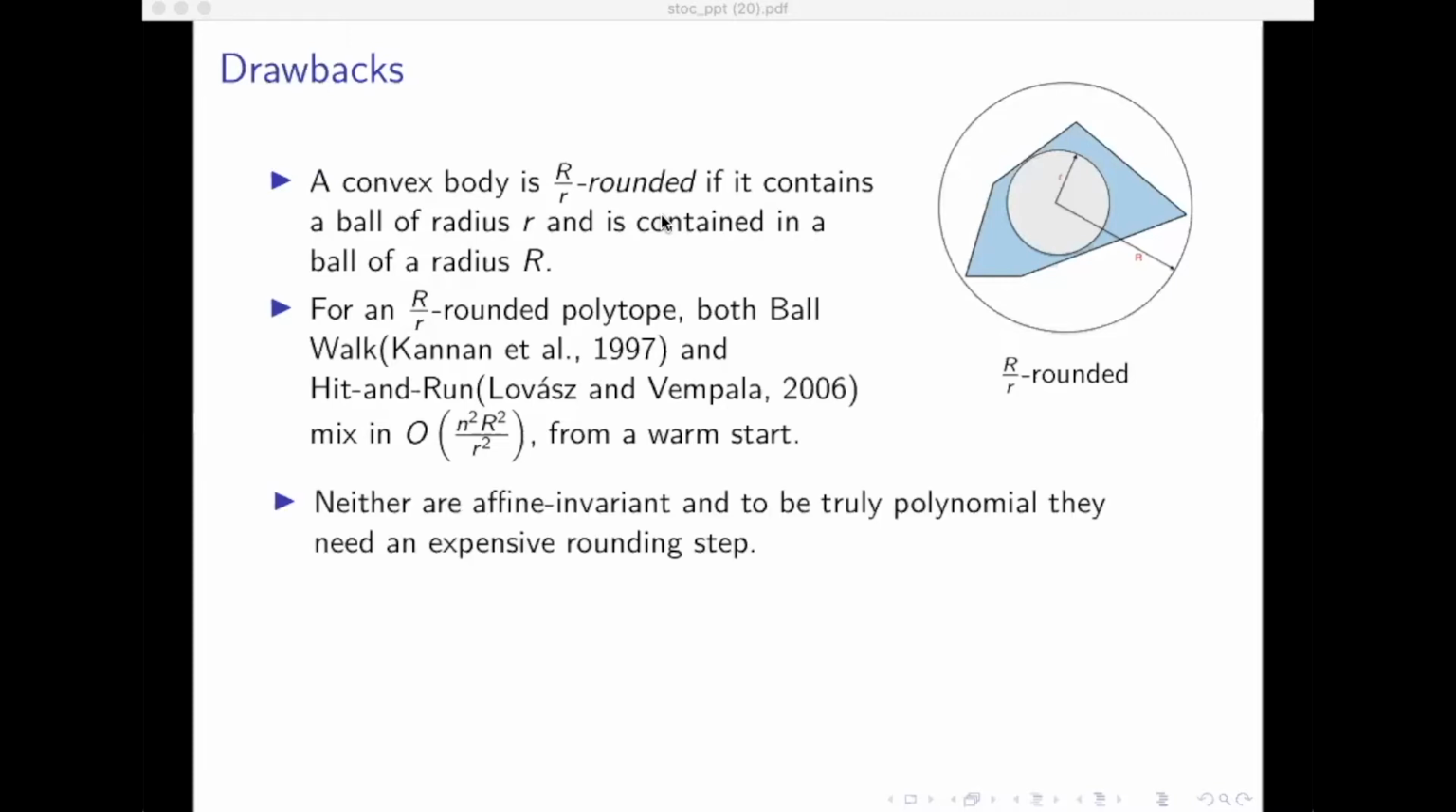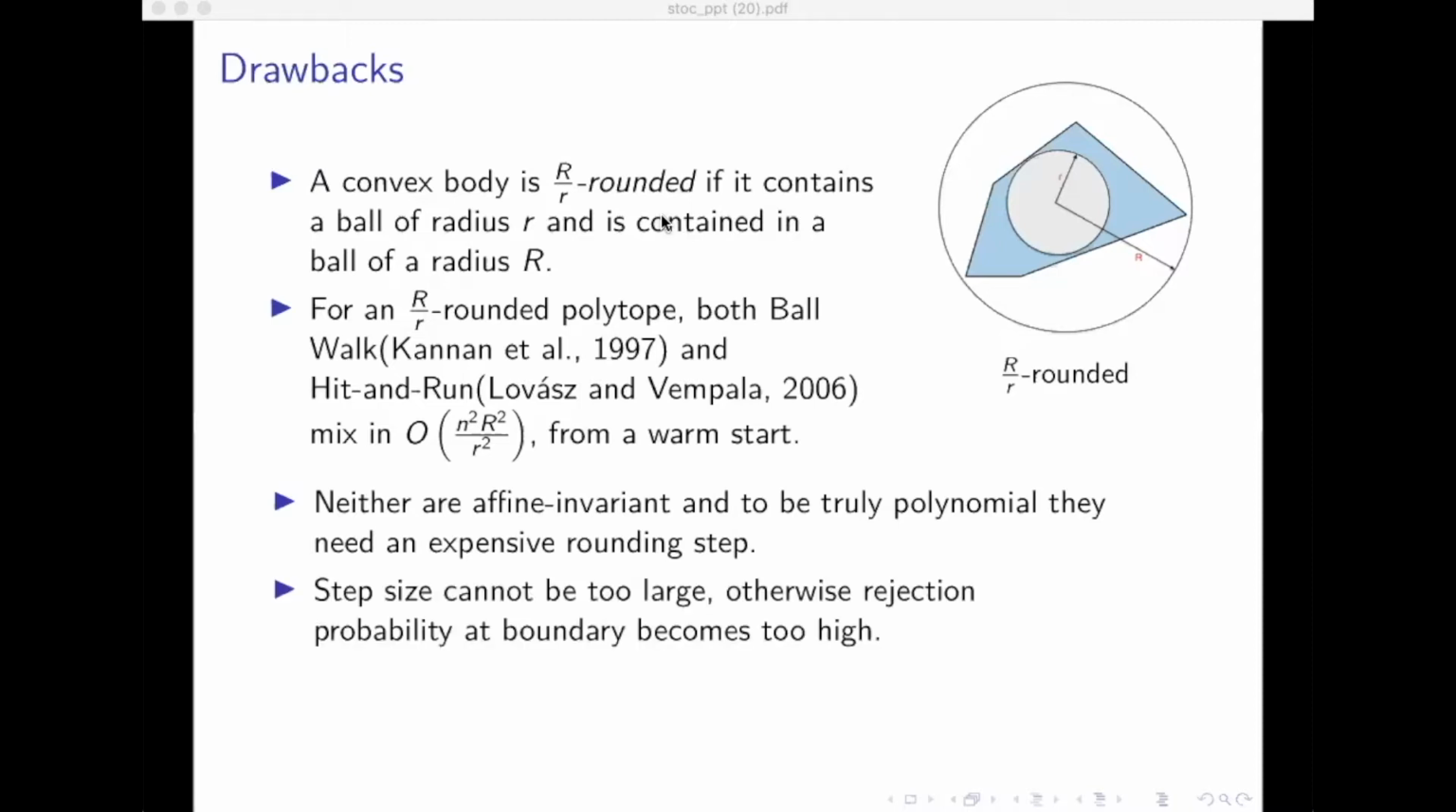Both of these algorithms are not affine invariant, and for the runtime to be truly polynomial in m and n, they need an expensive rounding step to bring the body to an isotropic position. Another drawback is that the step size cannot be too large, otherwise the rejection probability for points at the boundary becomes too high.